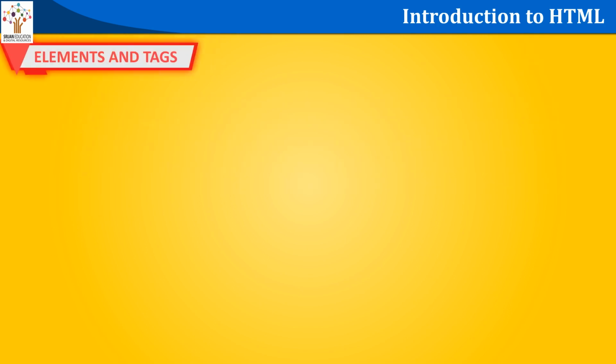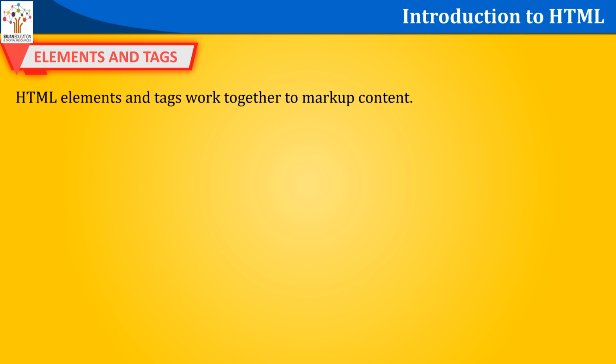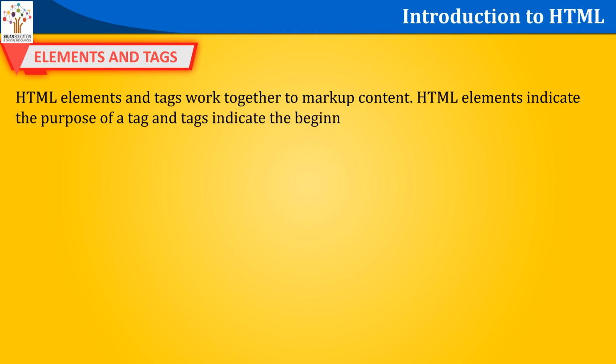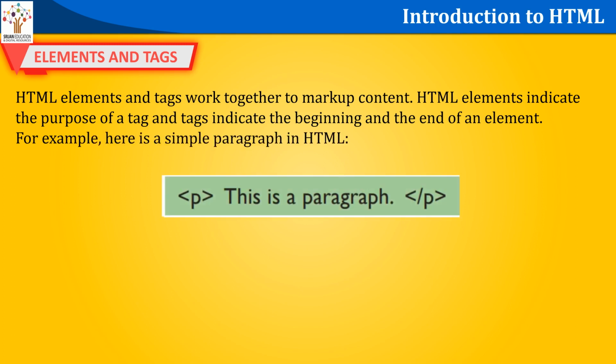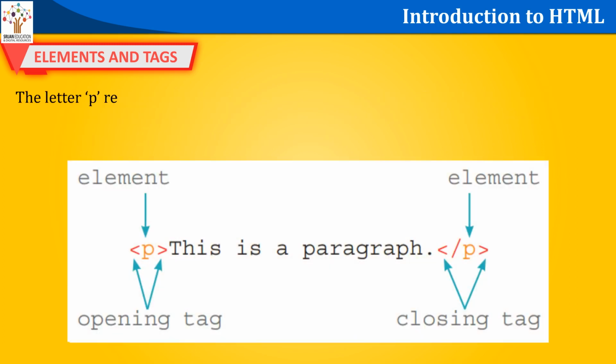Elements and tags. HTML elements and tags work together to mark up content. HTML elements indicate the purpose of a tag, and tags indicate the beginning and the end of an element. For example, here is a simple paragraph in HTML. <p>This is a paragraph.</p> The letter P represents the paragraph element.